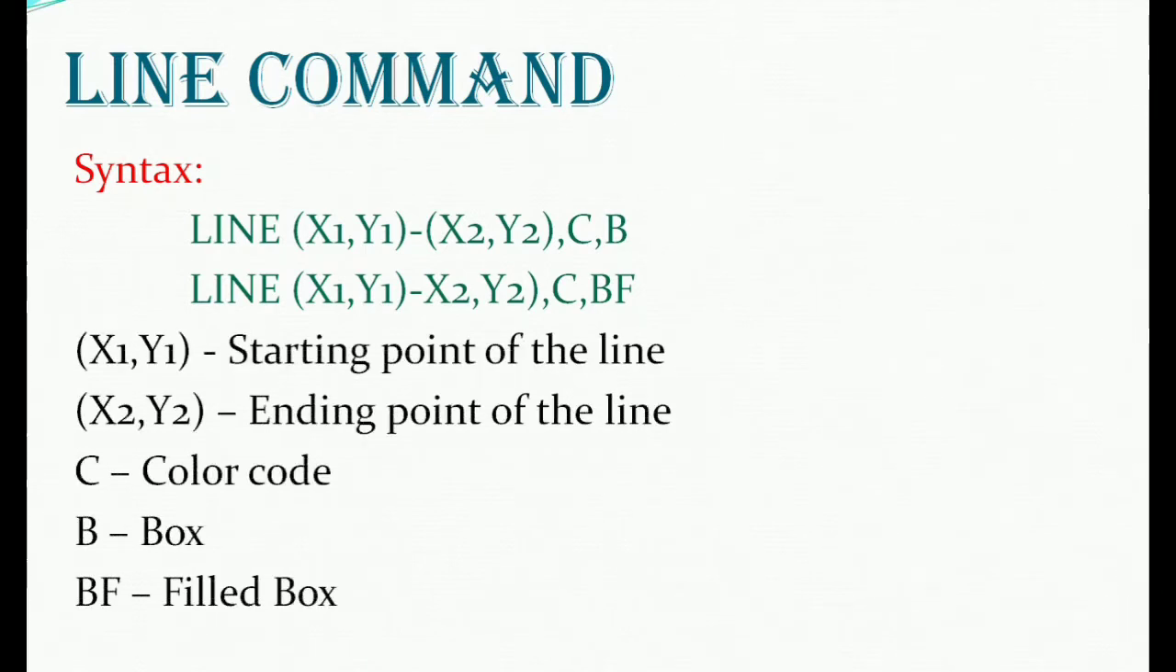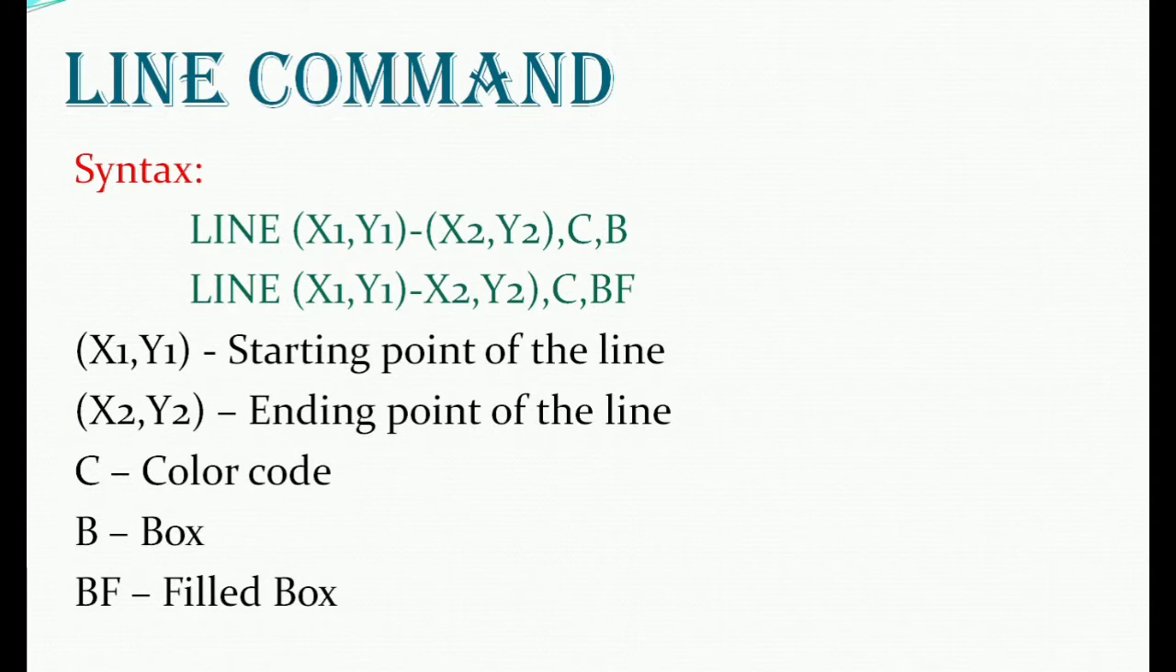We can see there are 2 syntaxes supported by the line command, and the first syntax is line (x1, y1) - (x2, y2), c, b, where x1 y1 indicate the starting point of the line and x2 y2 indicate the ending point of the line. And after that we can see 2 more codes. First one is C and second one is B.